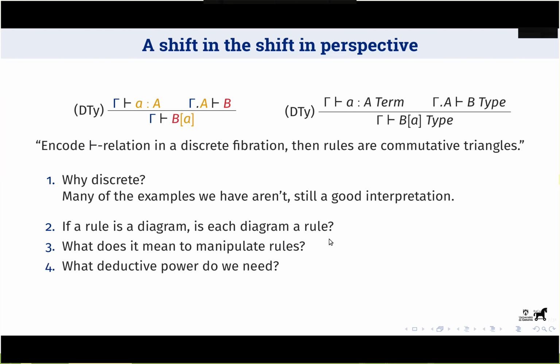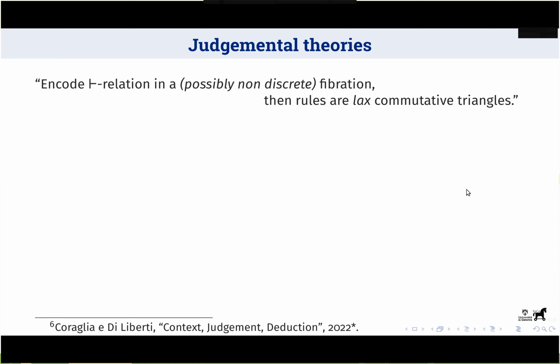So these questions are what stimulated the introduction of judgmental theories in a work joint with Ivan. So we encode relations in a possibly non-discrete fibration, we don't need to choose at first. And then rules are going to be lax commutative triangles. Why lax? Because we cannot be sure, as we'll see in a second, that context might not be precisely constant through the deduction. So this is what motivated the definition of judgmental theories.